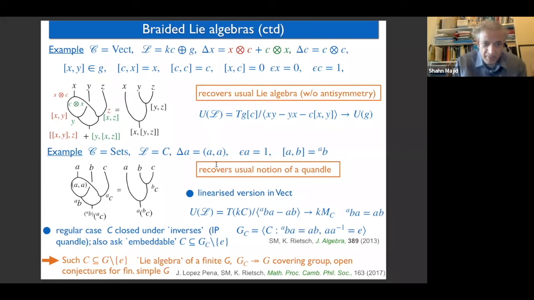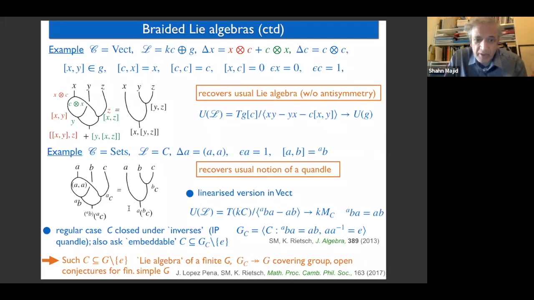And then what does the axiom say? It says that if I act with B and then I act with A, that should be the same as first diagonally splitting or xeroxing A, so I've got A twice, then this A acts on here, this A acts on B, and then the result of this acts on the result of that. So that, many of you will recognize, is the axiom of a quandle. So a quandle is nothing other than a braided Lie algebra in the category of sets.